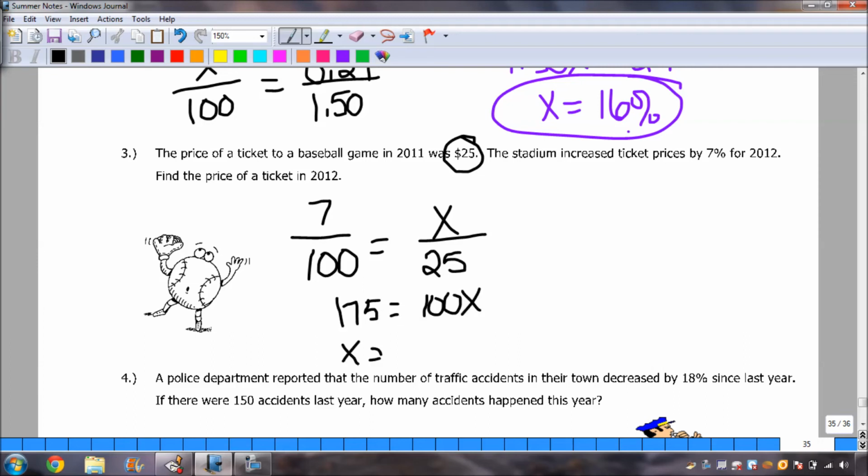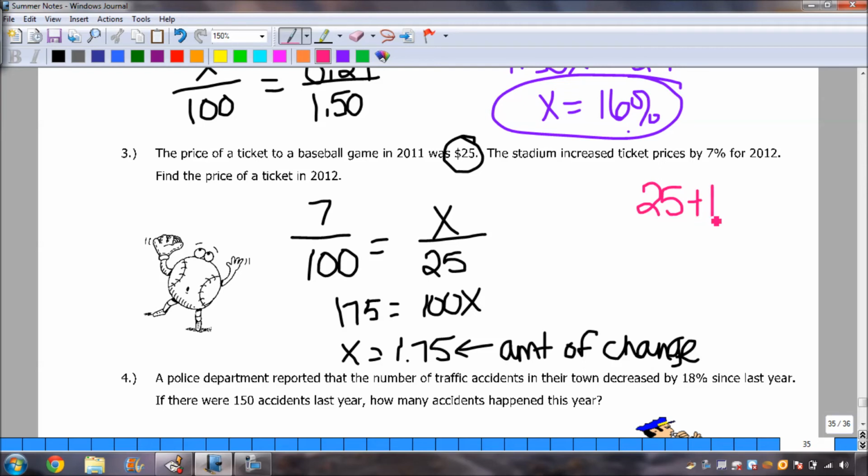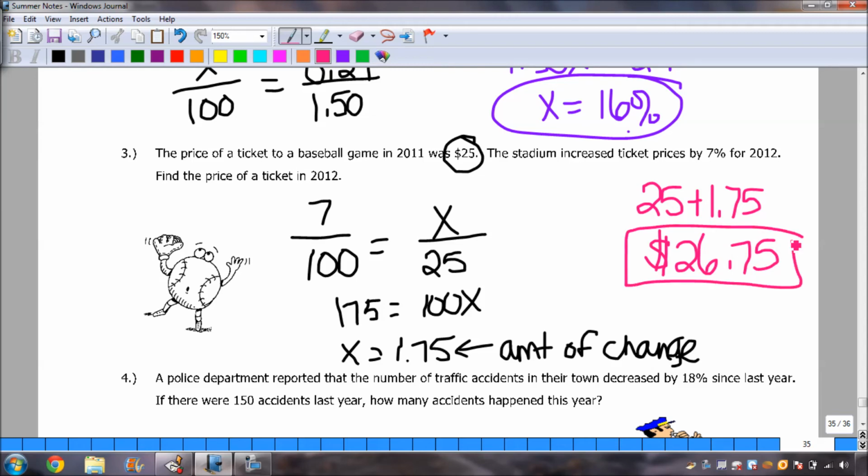So x is $1.75. But that doesn't mean the new price of the ticket is $1.75. It means that this is the amount of change. Okay? So to figure out what the new price is, all I have to do is take the original amount, which is 25, add the amount of change to it, and my final answer is $26.75. That's how much the new price will be.